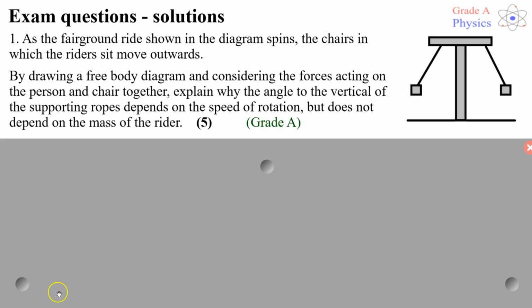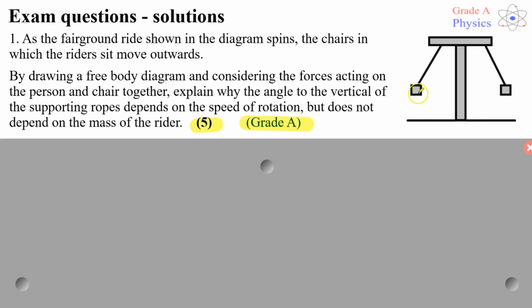I think the reason they're more difficult is because, obviously, this is 5 marks and there's no structure. Is it a longer response? Not quite, but it's an algebraic response. So this would certainly be a grade A question. Once again, we're looking at fairground rides. That's fairly typical, and even though this is not exactly like the conical pendulum, it's very similar.